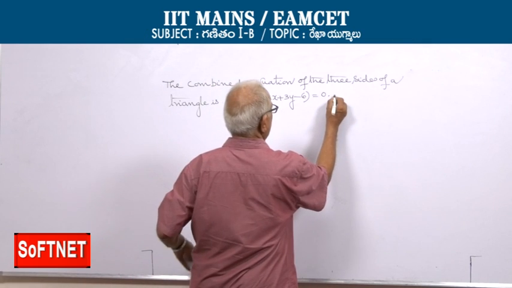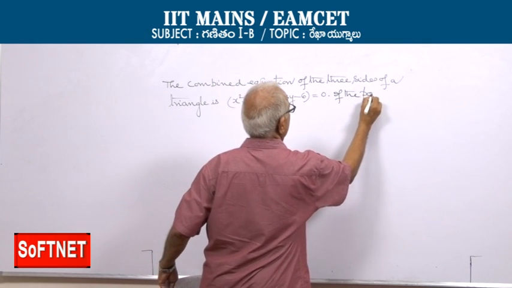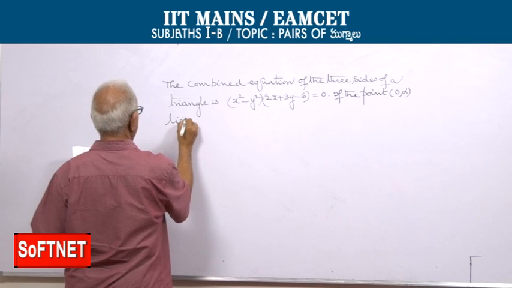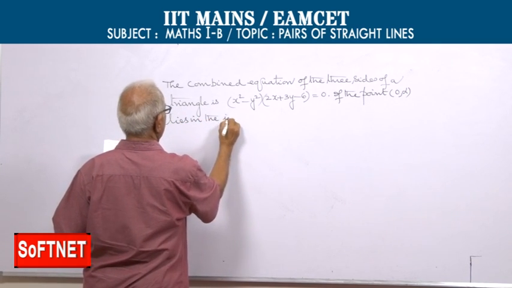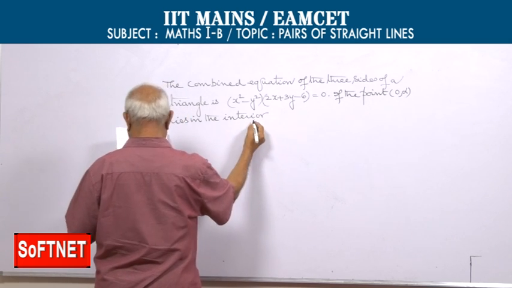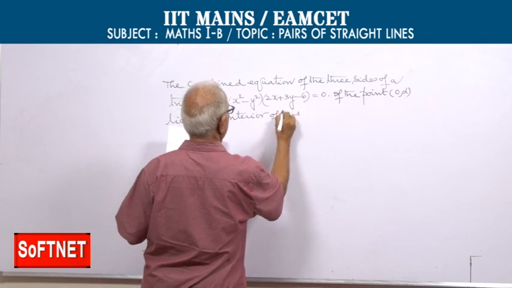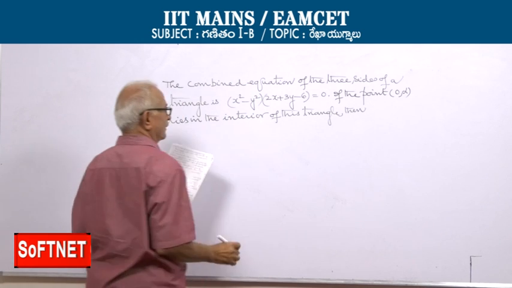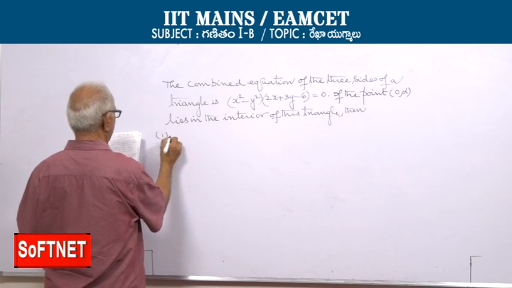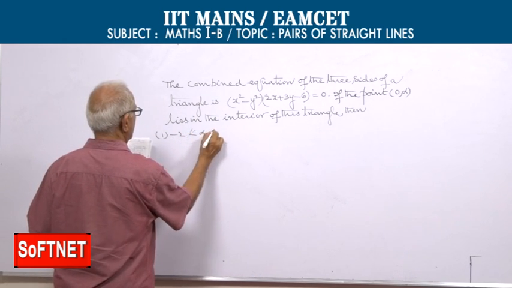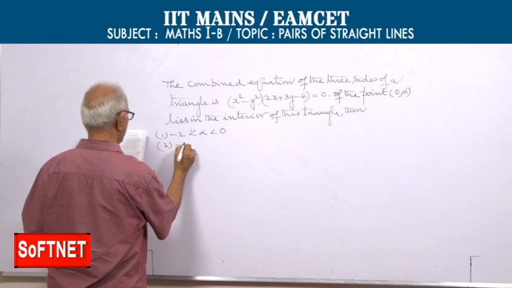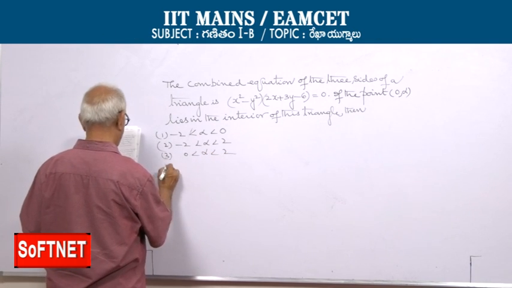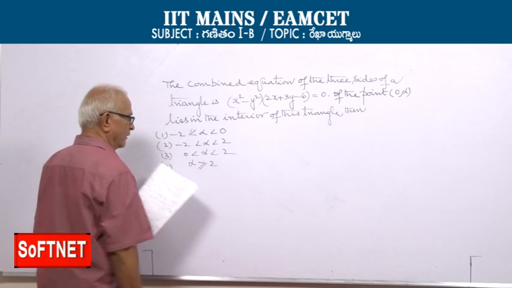If the point (0, alpha) lies in the interior of this triangle, then what are the values of alpha? The options are: minus 2 less than alpha less than 0, minus 2 less than alpha less than 2, 0 less than alpha less than 2, alpha greater than or equal to 2. Well, these are the 4 options.